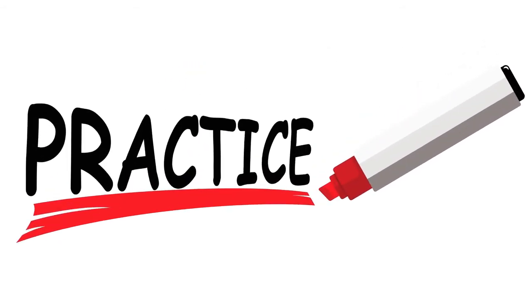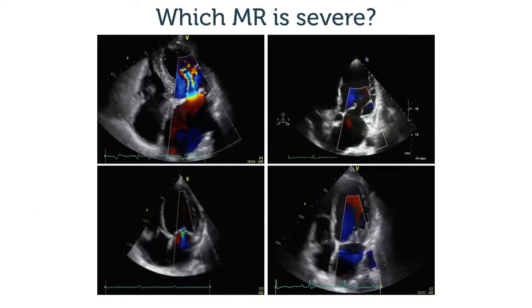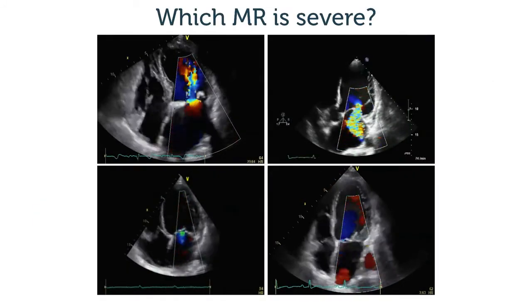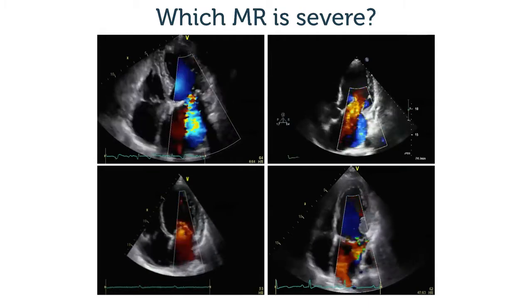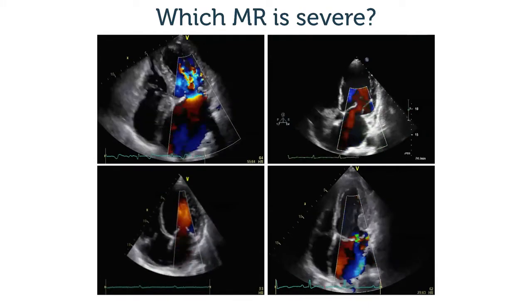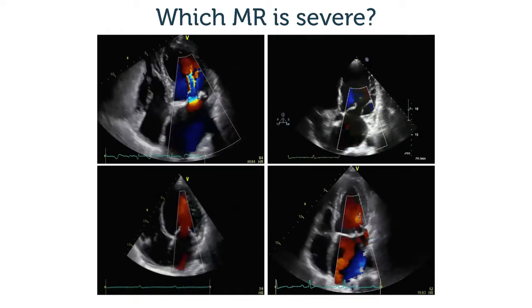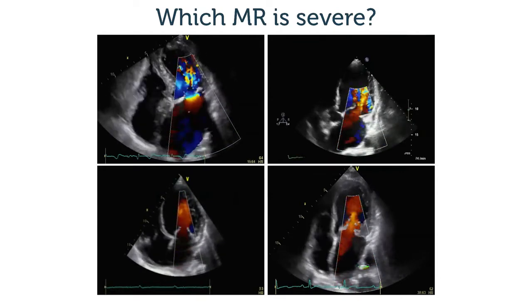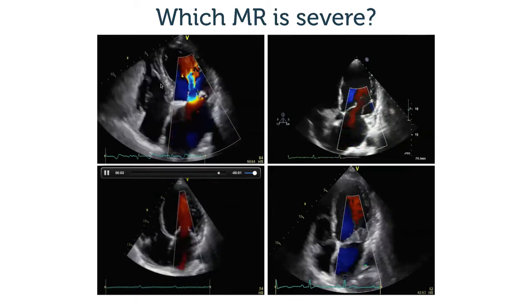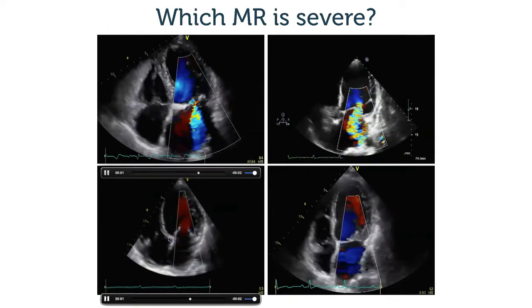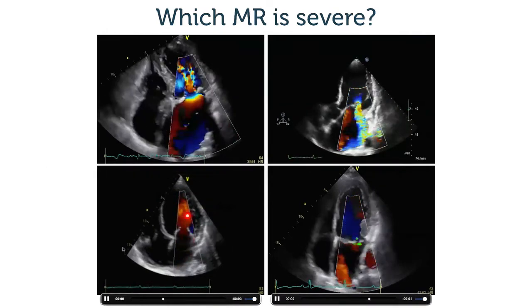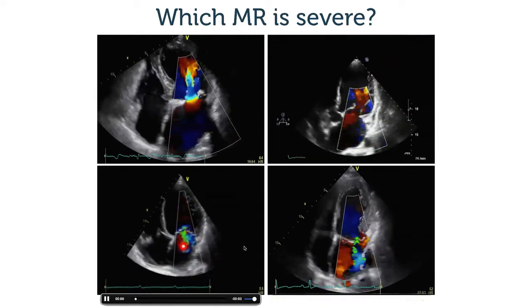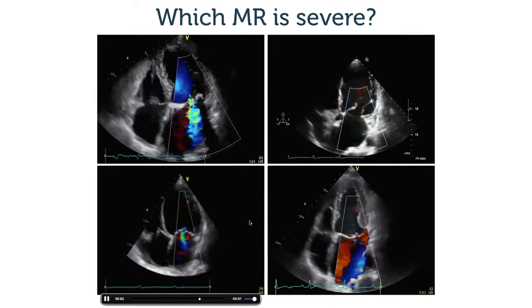And here are 4 examples. So can you tell us which MR is severe? I will walk you through, take your time, and let's make the diagnosis together. For sure, in the first loop, we can say this MR is not severe, maybe it's mild to moderate. And here, the third and the fourth are only, I think, traces or mild MR.